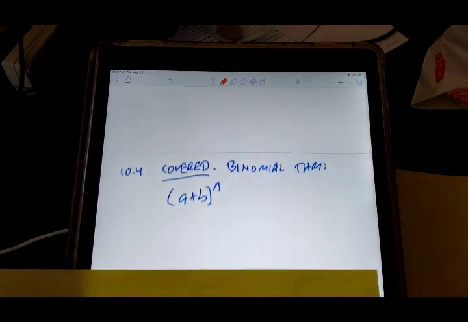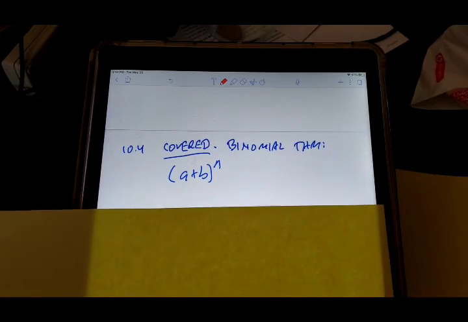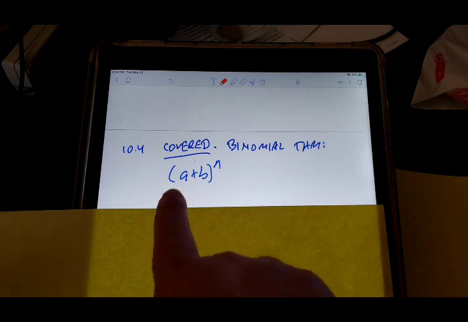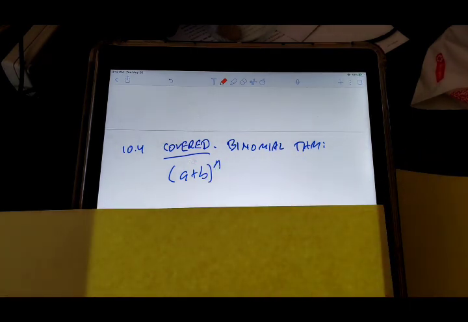There is another section of chapter 10, and that's 10.4, the binomial theorem, like a plus b to the n. We've already covered that, and there's really not much new there, so use what we were doing before. And I think that's it. I think that is 10.2 and 3. All right, so that's chapter 10, or what we're going to cover in chapter 10. And we'll see you in the next video.